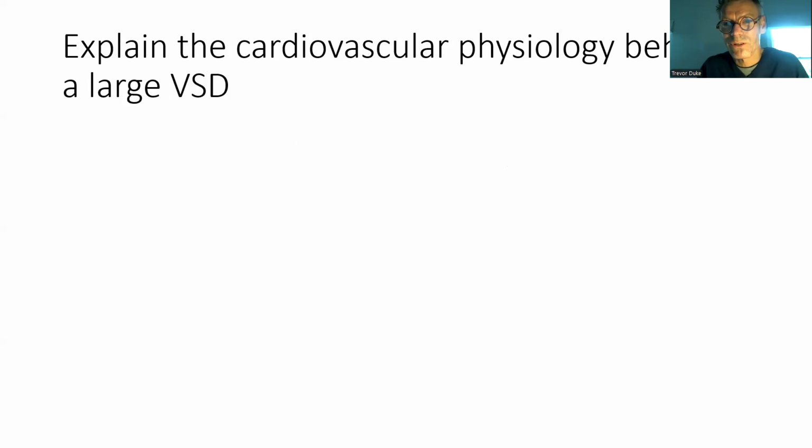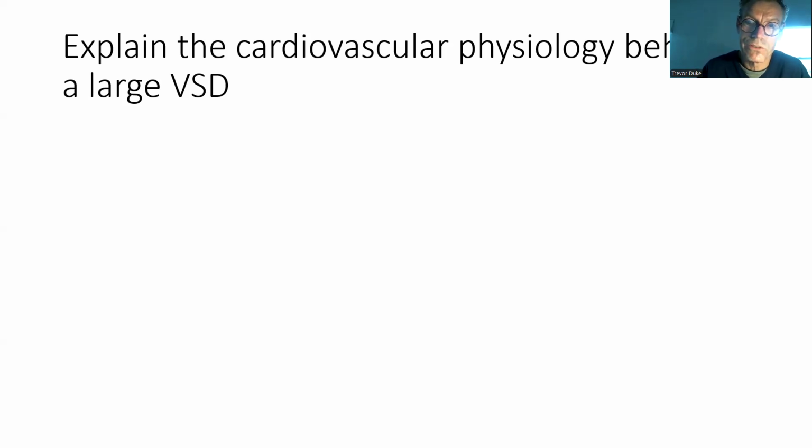So this also is a common question that's asked in examinations. That is the cardiovascular physiology behind a large VSD. And the reason to need to know this question is partly that it's useful to understand what the effect of left to right shunts are. And the left to right shunts that can occur are large ventricular septal defects, atrial septal defects, atrioventricular septal defects, patent ductus arteriosus. That's typically in the normal course of events a left to right shunt. Of course, if you've got PPHN, it's a right to left shunt.